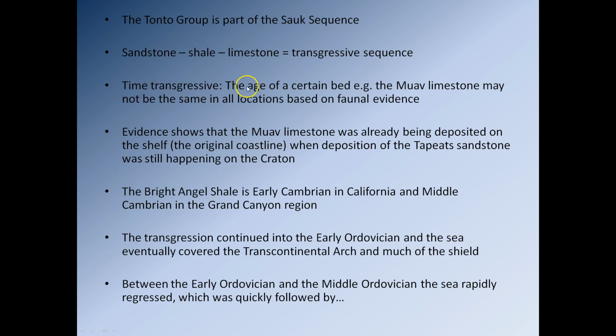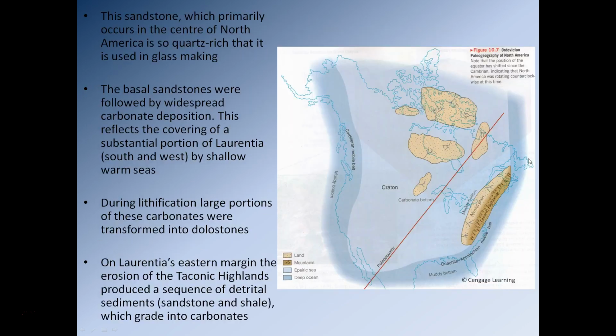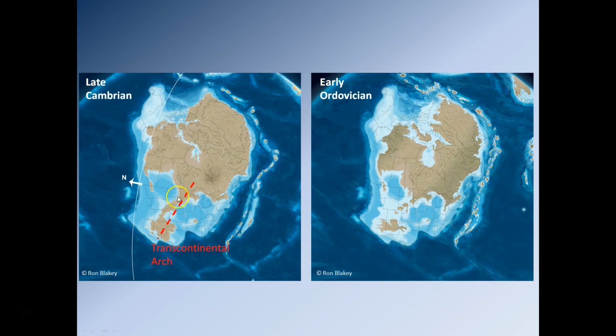The ages of certain beds, e.g. the Muav limestone, may not be the same in all locations, based on the faunal evidence. Evidence shows that the Muav limestone was already being deposited on the shelf, that's the original coastline, when the deposition of the Tapeats sandstone was still happening on the craton. If we think about this model here, we had the Muav limestone being deposited here, but as we come this way, we have the Tapeats sandstone being deposited over here in the coastal region.